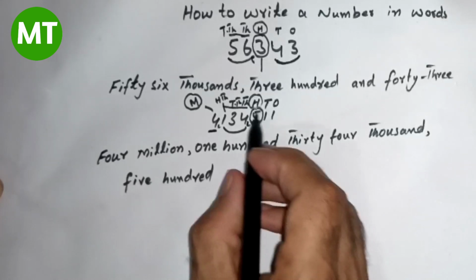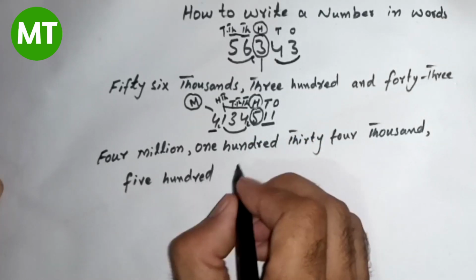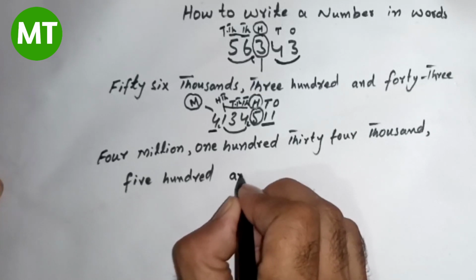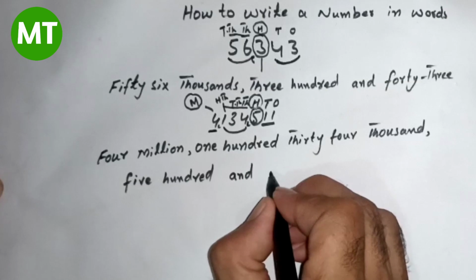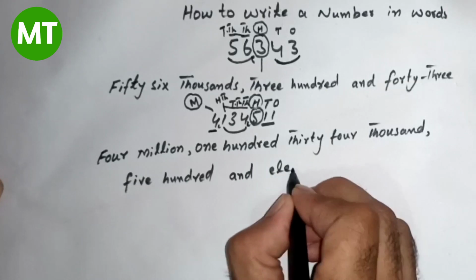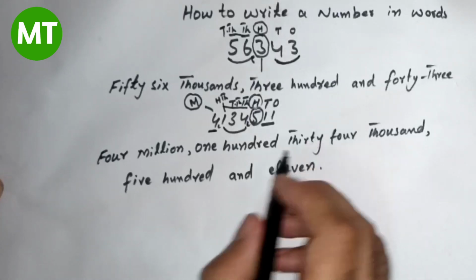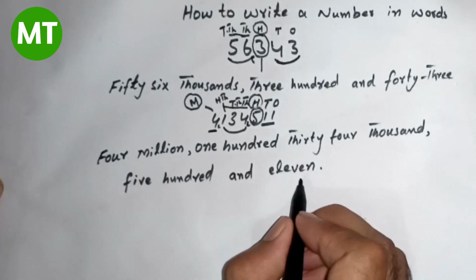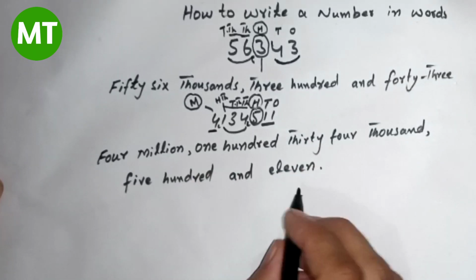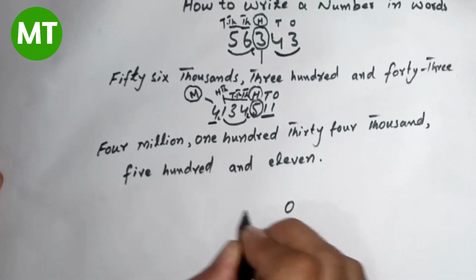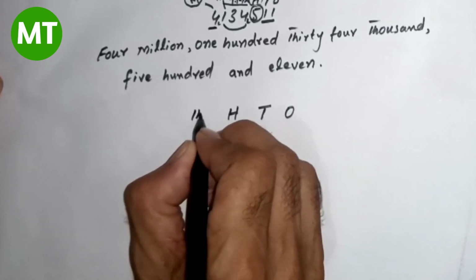Now the remaining two places, the tens and ones, will always be written as a group. And there is no need to write its place value. So this is 11. So this is how we can write a number in words. So simple. Dear viewer, you will have to keep in mind all the place values.